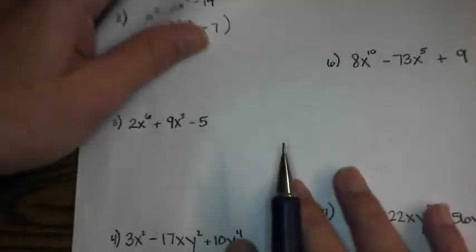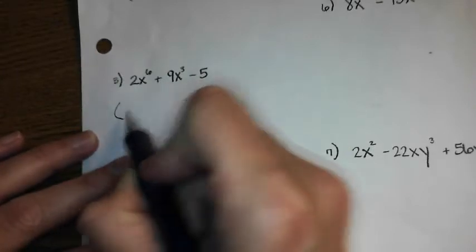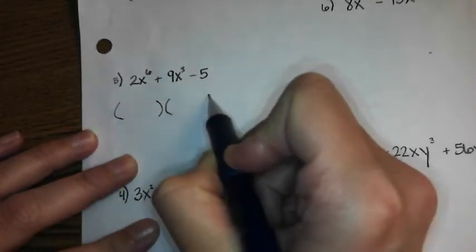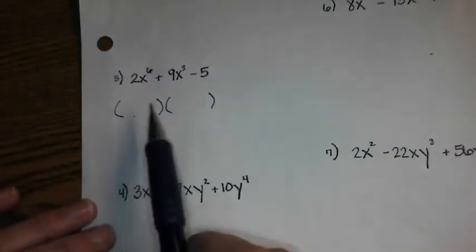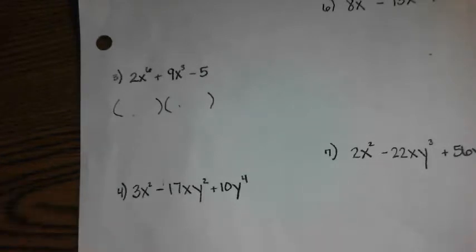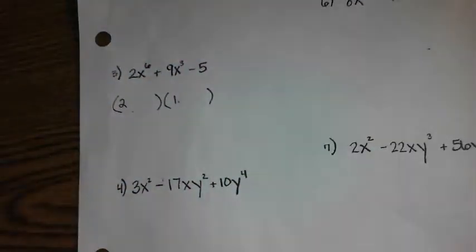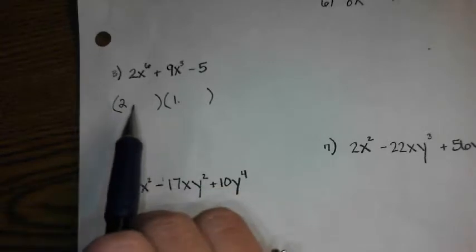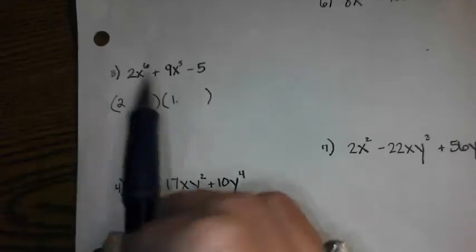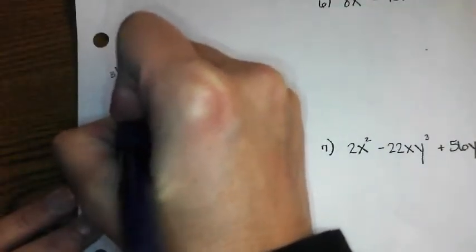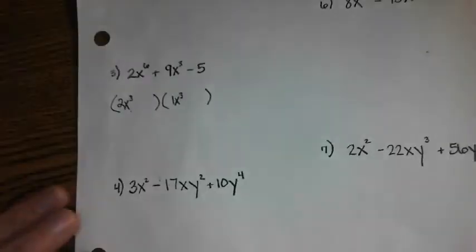Okay, next one. If it's 2x to the 6th, Alexa, what times what gives you the 2, first of all? 2 and 1. There's really no other option. And then as far as the x to the 6th, Alexa, how do you break that one up? Perfect. You don't really have an option here. That has to be.